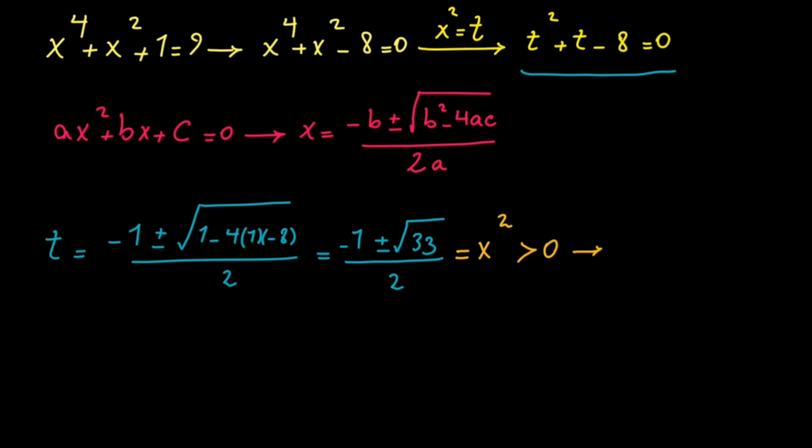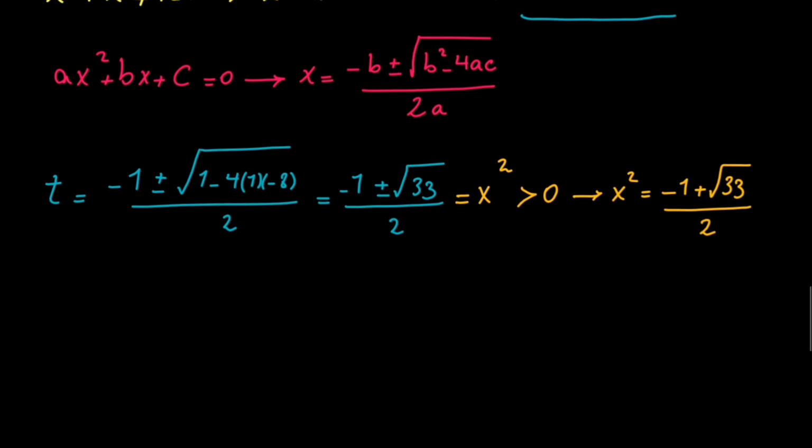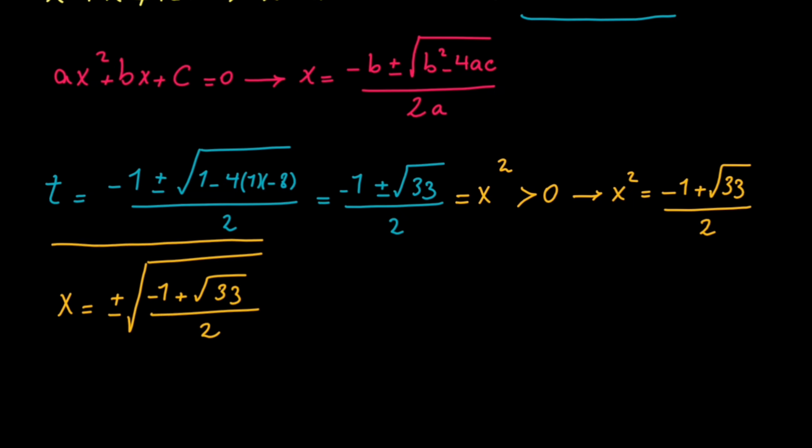It means that we have x squared equals minus 1 plus square root of 33 over 2. And we didn't want x squared, we want to find x. So x will be equal to positive and negative square root of (minus 1 plus square root of 33) over 2, and it means our equation had two really nice answers.